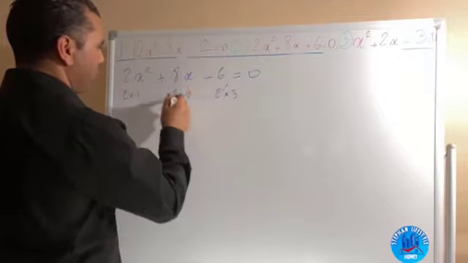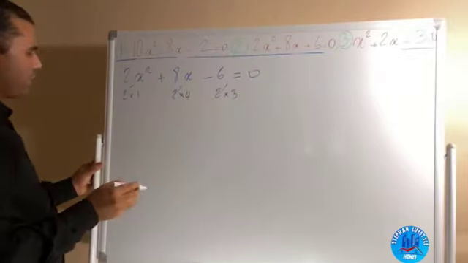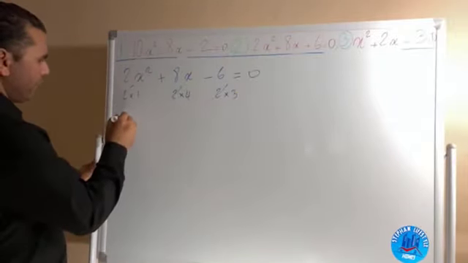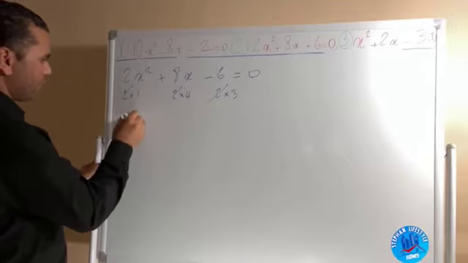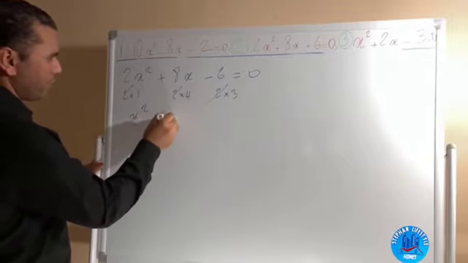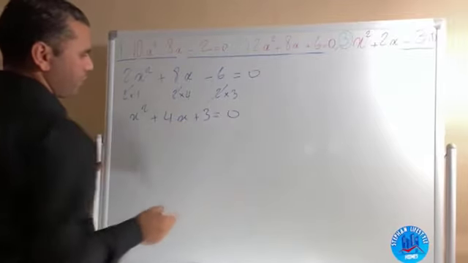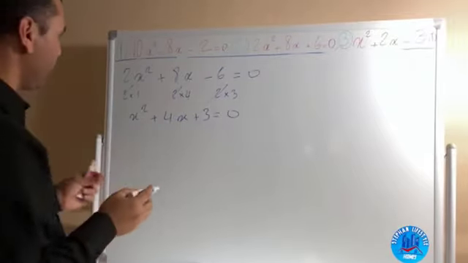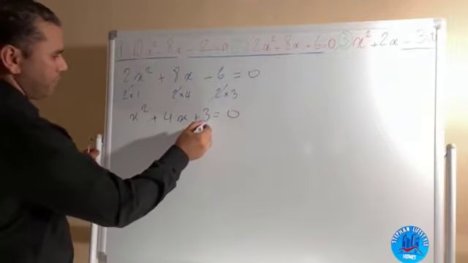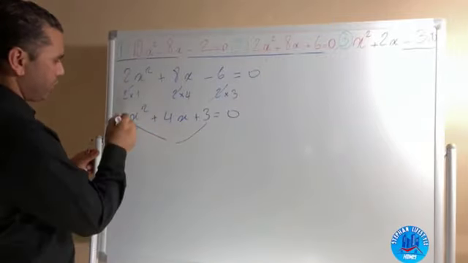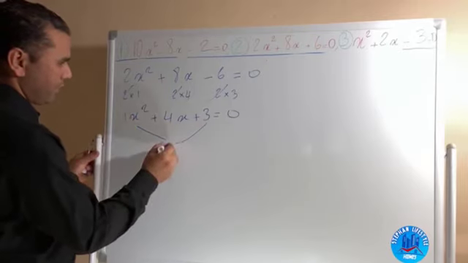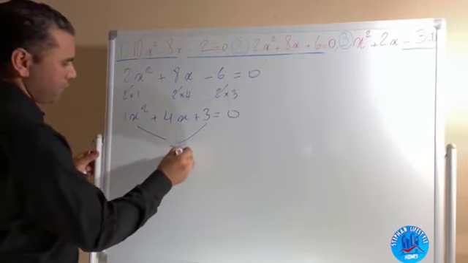Since it equals 0, you can always get rid of these 2s. What we will have in the end is just x squared plus 4x plus 3 equals 0. With the same idea, we take this number here and multiply them with each other. This is just 1 times 3.